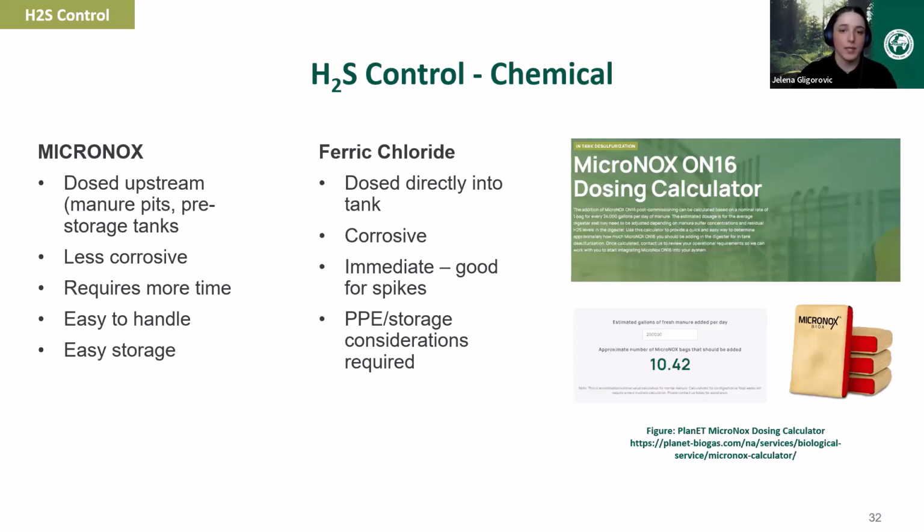So typically one or more of these systems are used in conjunction with each other. So one of our projects, we have a three-pronged approach. So with the biological desulfurization, the Micronox, and the ferric, we get down to less than 50 ppm of H2S of biogas in that project from a couple thousand in the biogas originally.